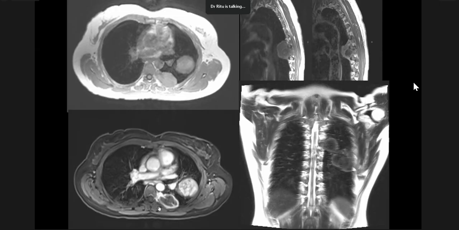And if we had delayed imaging, fibrous tissue also tends to retain gadolinium post contrast on a delayed study for up to 5 to 7 minutes. And so if you get delayed images, you can also see that it will retain contrast. And so these were all fibrous tumors of the pleura.